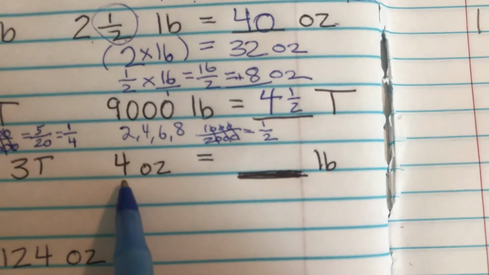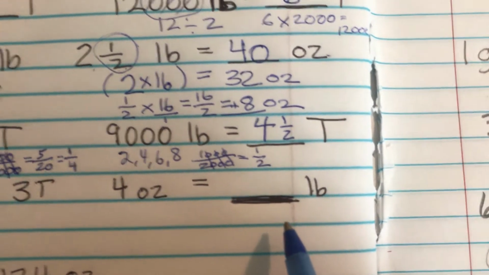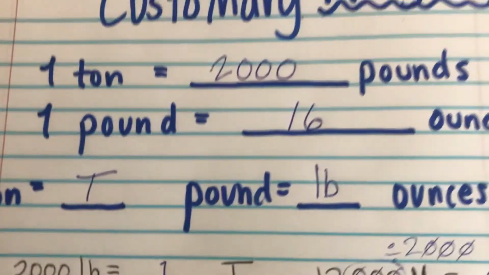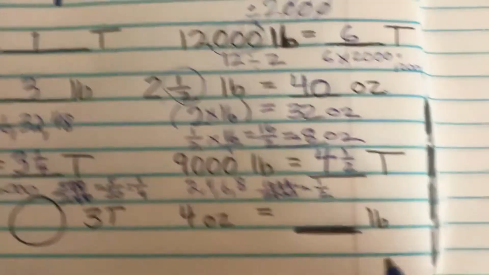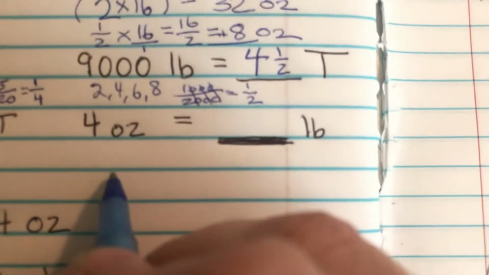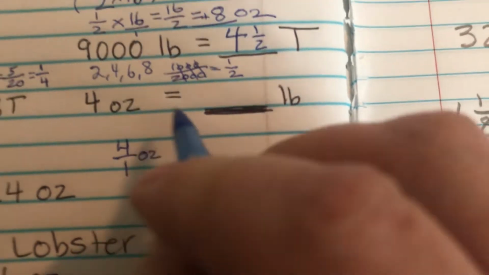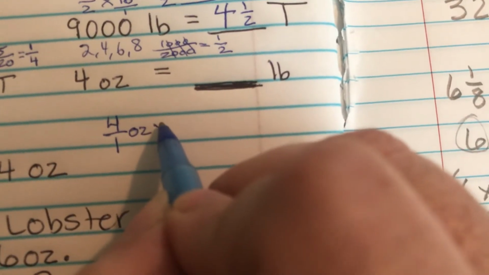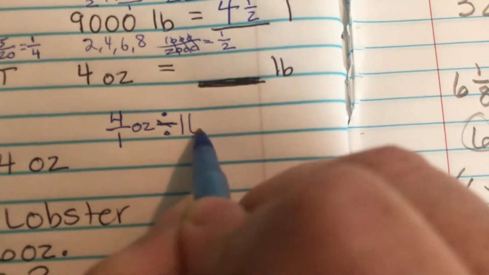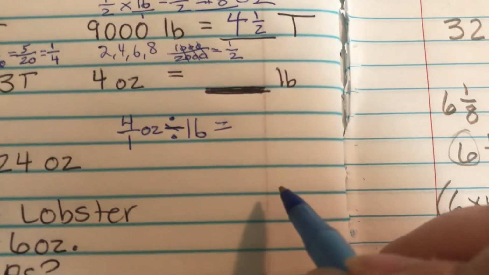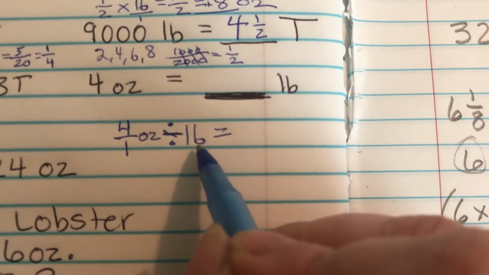Let's do one more. 4 ounces is how much of a pound? Wow, I thought 4 ounces, that's not quite right. Hold on, 16 ounces is a pound. So my answer won't even be 1 pound. So 4 ounces over 1. And we're trying to make this into a pound, so we're going to divide by 16. Let's do this. 4 ounces divided by 16 ounces in a pound.